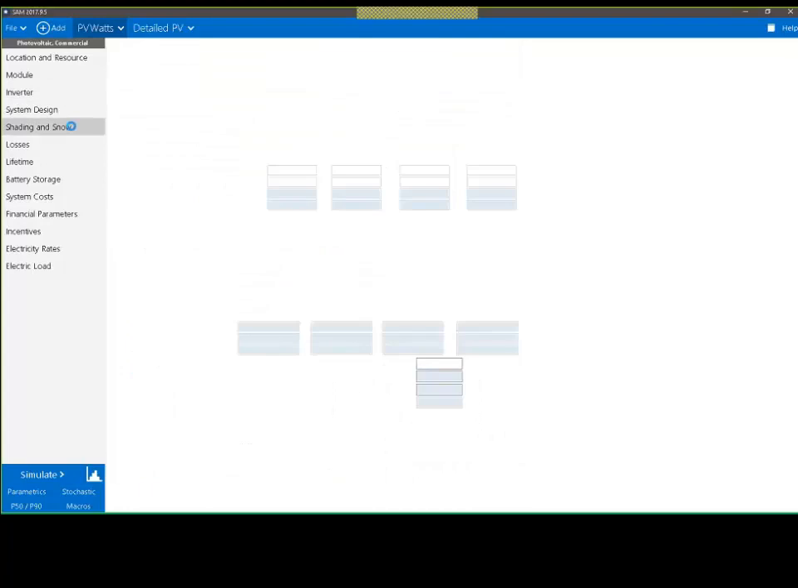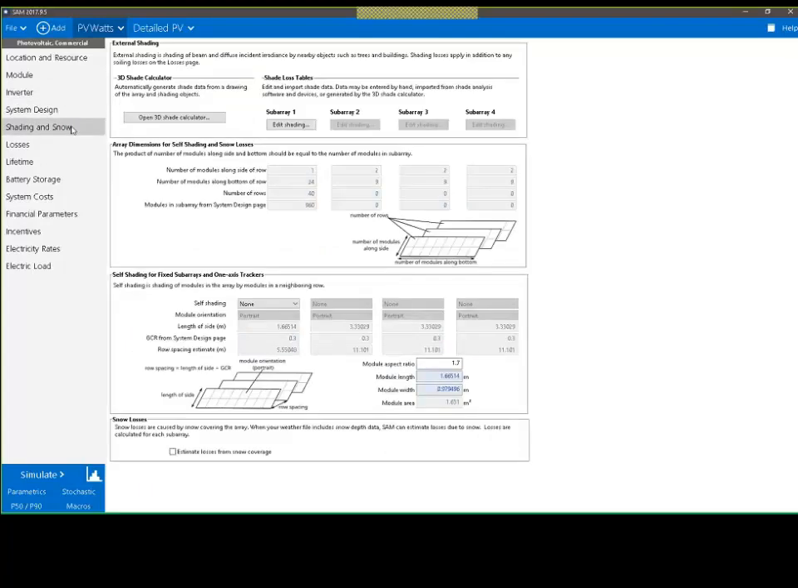Information about any shading from trees or other nearby objects that might block sunlight from the array. Also shadows. If you've got modules arranged in rows, they can cause shadows on each other. So that kind of shading is handled by the model. And then, of course, if it snows, there's a period of time when the modules may be covered by snow when they can't produce electricity. So SAM covers all of those kinds of factors.